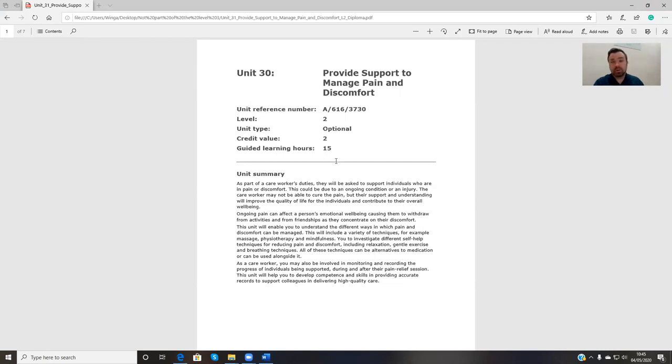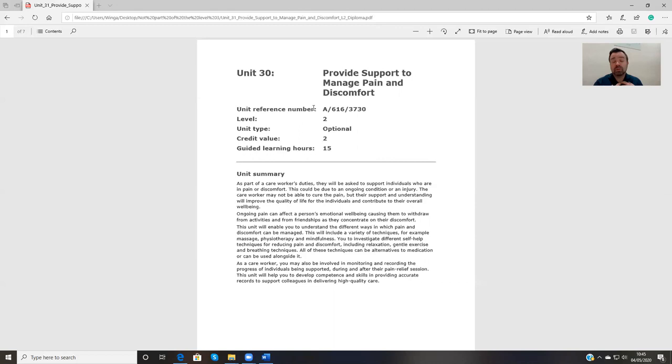Welcome to Unit 13 around managing or providing support to manage pain and discomfort. So, this unit really looks at supporting people with their emotional and physical well-being. And we're aware that people can be in pain and discomfort for many reasons. So, it's important that we look at people as we're providing personal care.